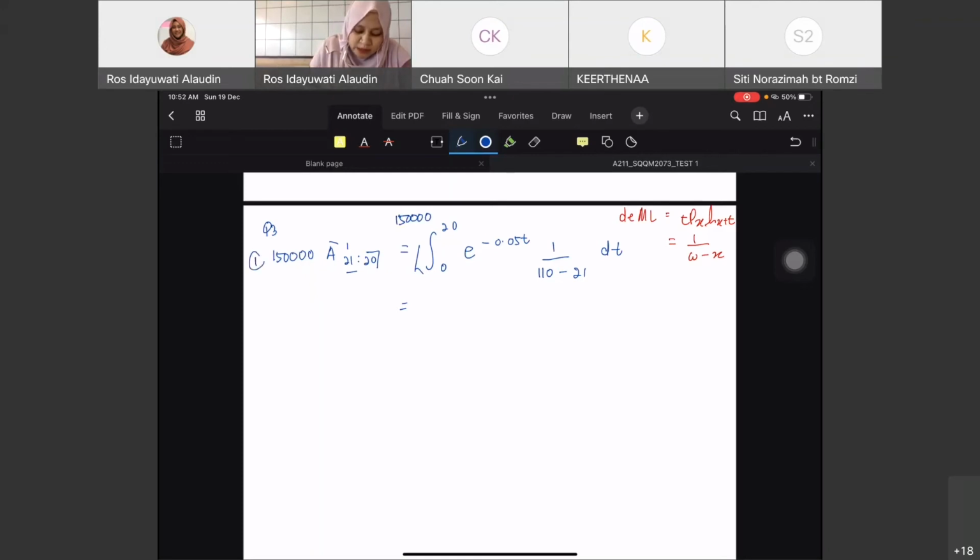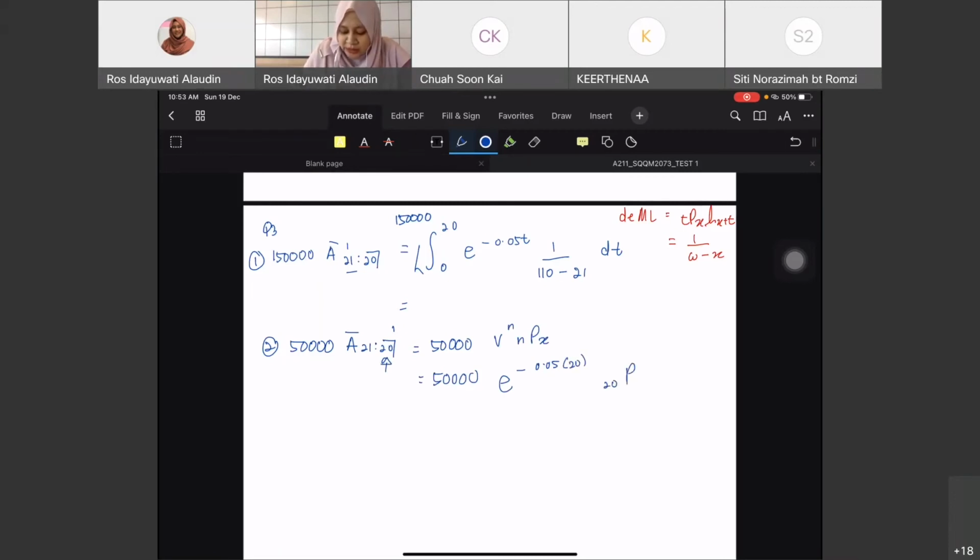Okay, the second one is 50,000 for the pure endowment. So for pure endowment, we don't have to integrate. It is vn and npx. So 50,000 vn, what is vn? It's e to the negative delta n. So delta is 0.05. What is n? n is 20. So you times 20.